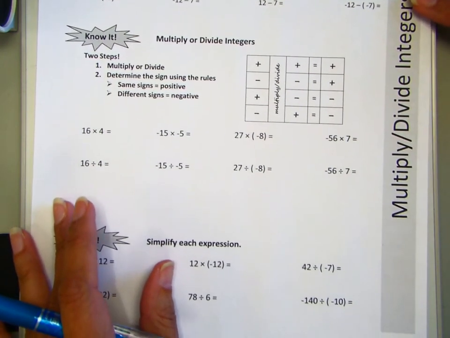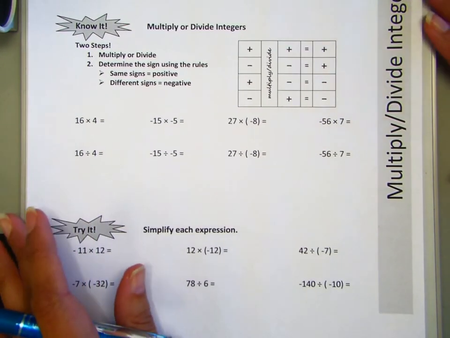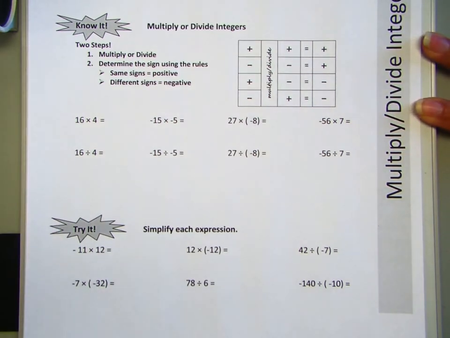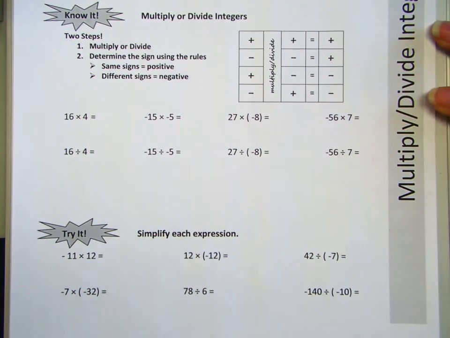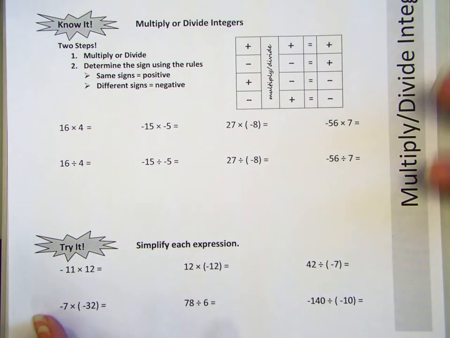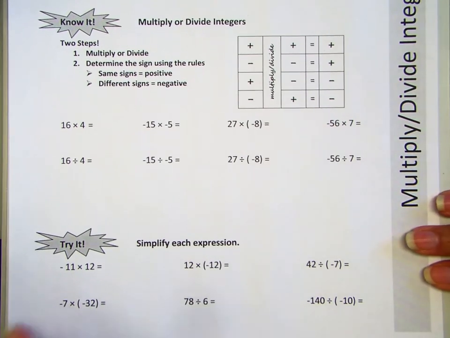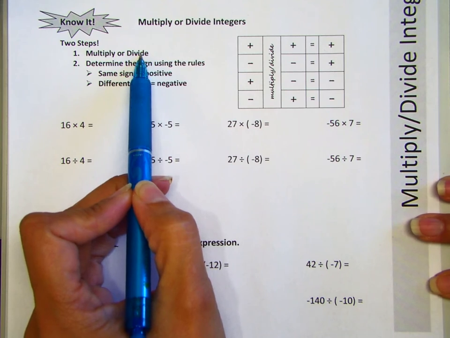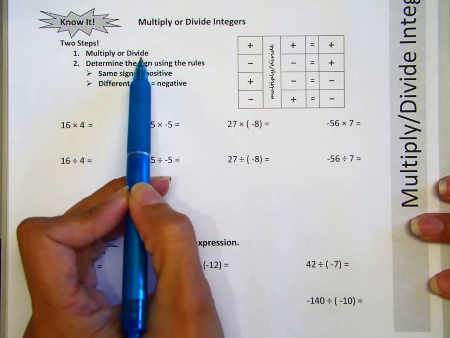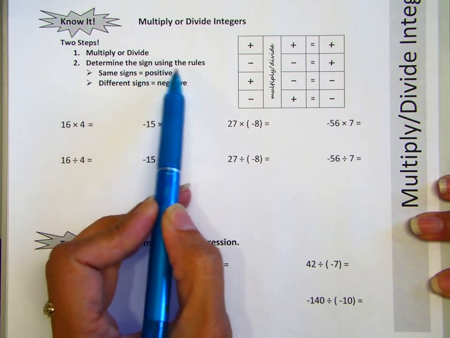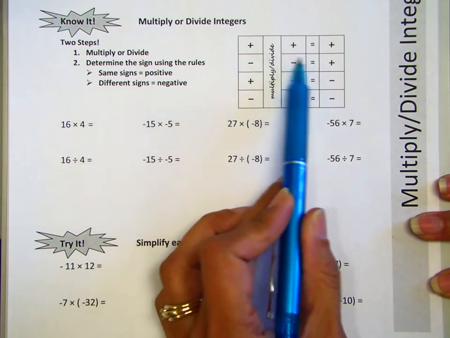So let's see what we need to know for multiplying and dividing integers. Multiplying and dividing integers is really not complicated. It just requires a little bit of memory. There's really only two steps. The first step is to multiply and divide your values. Once you've multiplied or divided, then you want to determine what sign you're going to use using these rules in this table right here.